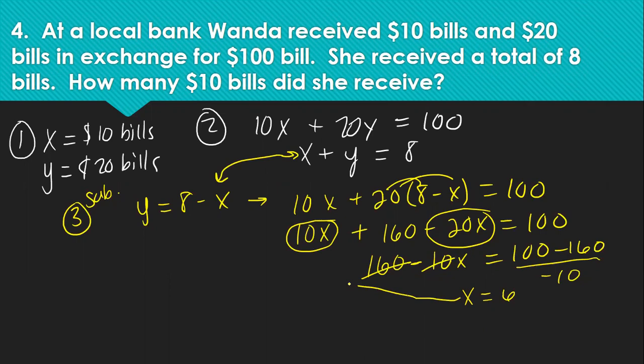So if I know x, I plug it in and solve for y. So y equals 8 minus 6, which is 2.